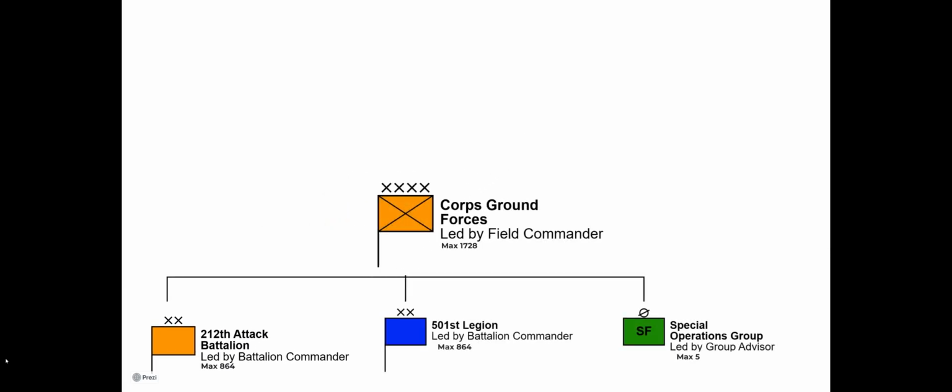Lastly, Corps Ground Forces, led by a field commander, carries 2 infantry battalions and a special operations group. Each battalion has 864 individuals and carries the same structure throughout, the exception being Special Operations Group. The field commander is tasked with making sure that everything inside the ground forces is run accordingly. He has full authority to change the main structure and officer staff as he sees fit. The field commander directly reports to the corps commander. However, the corps commander does not dictate the actions of the ground forces.